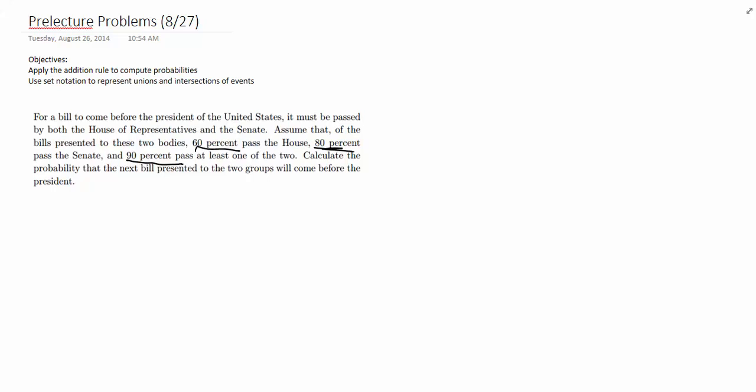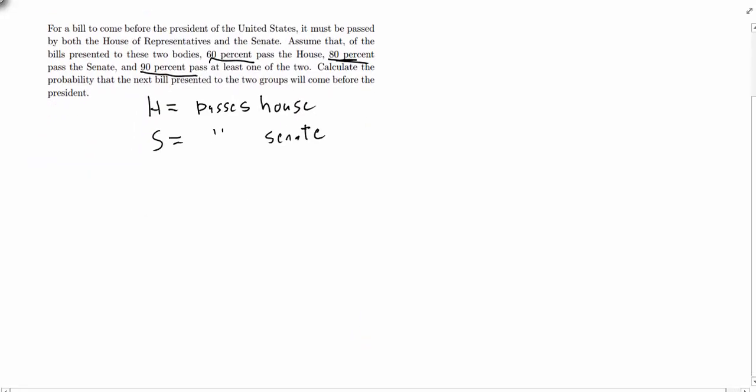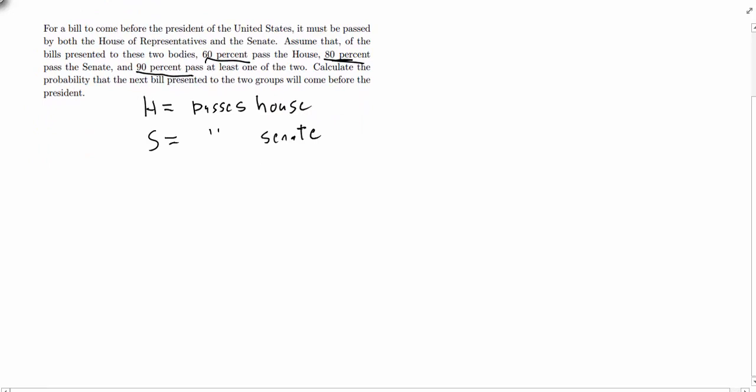So we have two events of interest here. The first event, which we're just going to denote by capital H, is the event that the next bill passes the House. And the second event, S, is similarly that it passes the Senate. And then we're going to discuss the solution to this problem in two ways. One, by intuitively drawing a Venn diagram and working out the solution geometrically from that. And another by using more formally the addition rule and using set notation to represent events. It's useful to do this problem in both ways.